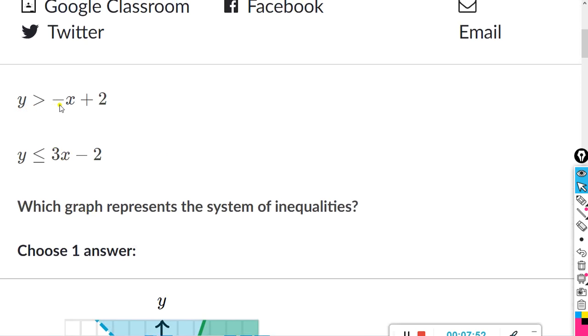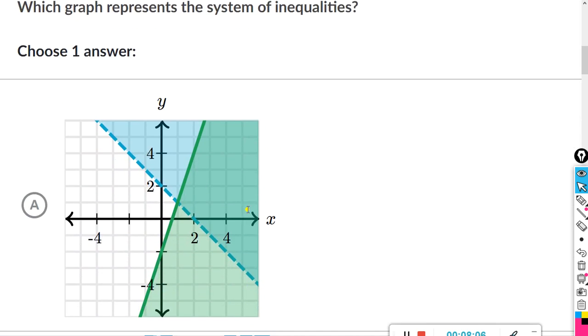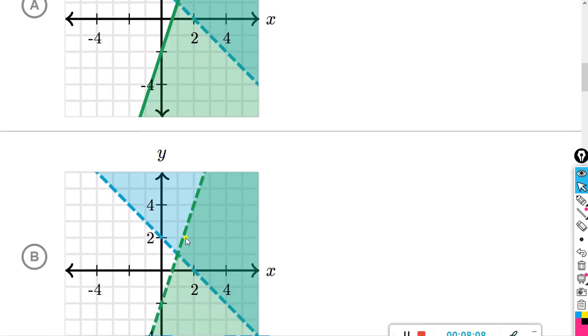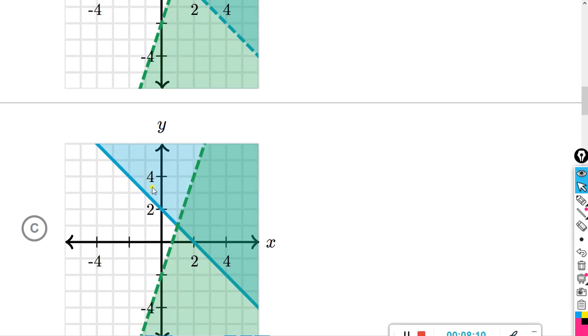Okay, here we have one with a negative slope and one with a positive slope. The one with the negative slope is greater than, it's not equal to. So let's make sure the one with the negative slope is a dashed line. All right, this one's okay. This one's okay. Answer C is not. See, this here has a negative slope, but it's not dashed. Okay, so it's definitely not answer C.